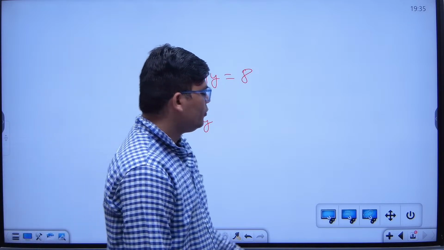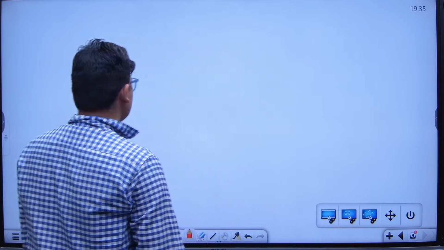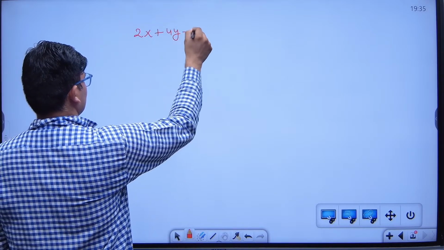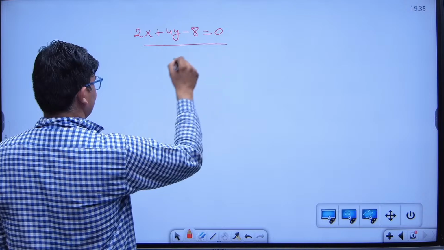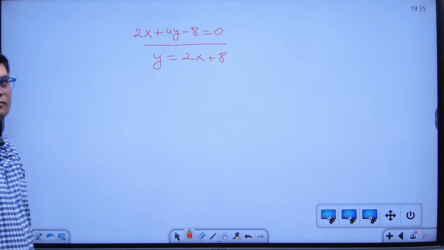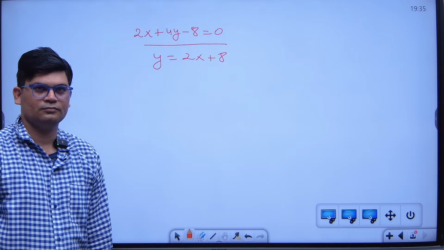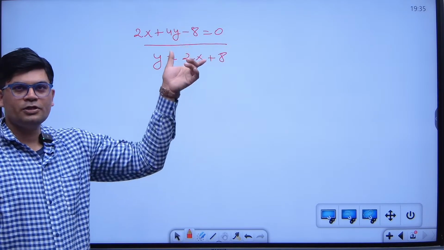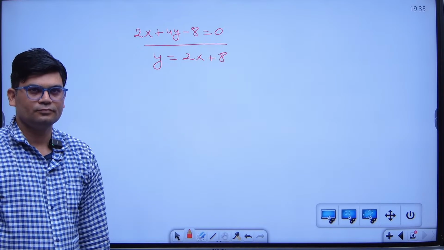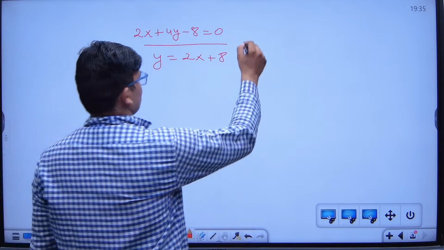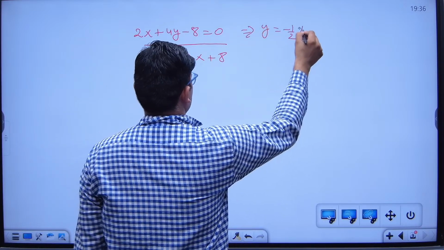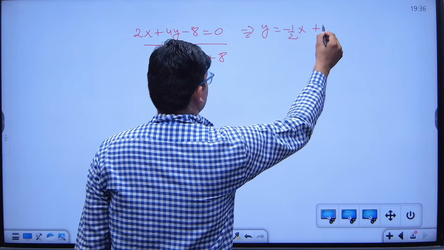So by looking at the equation, can you tell me the slope? There are two different lines. What is the slope of this line? The one above is minus 1 by 2.